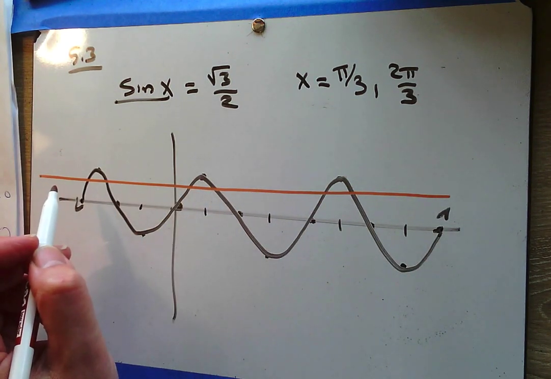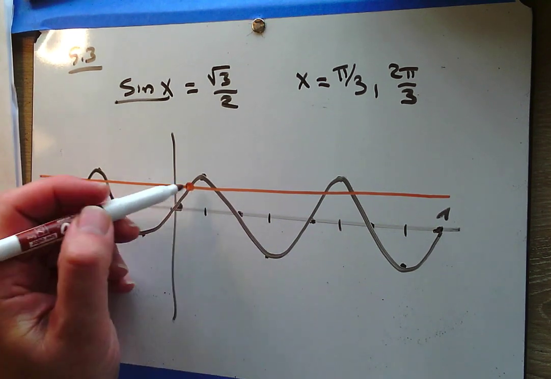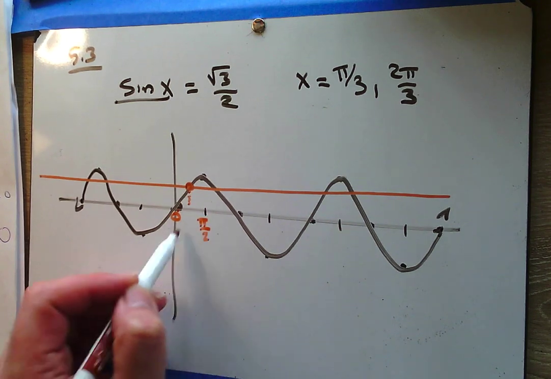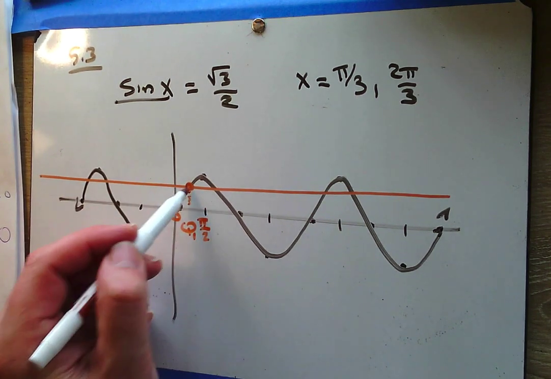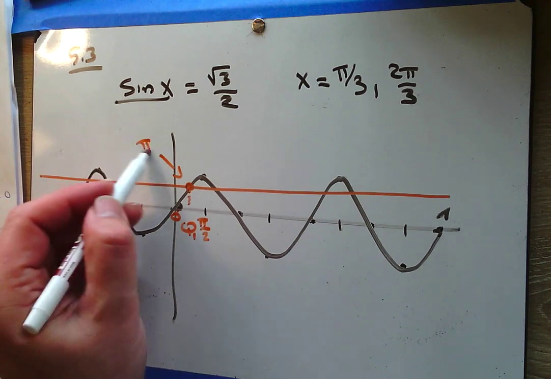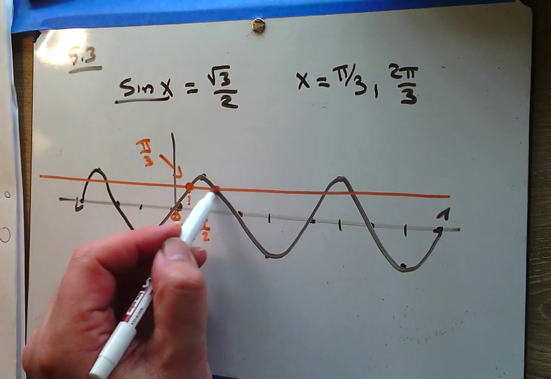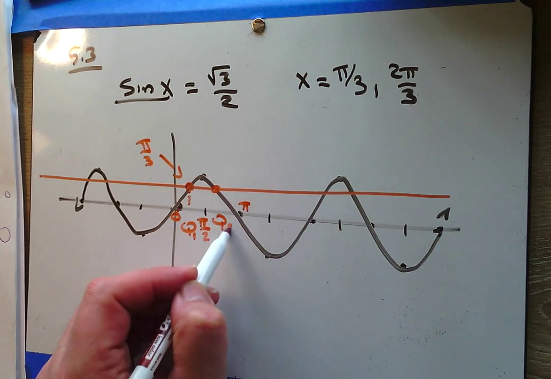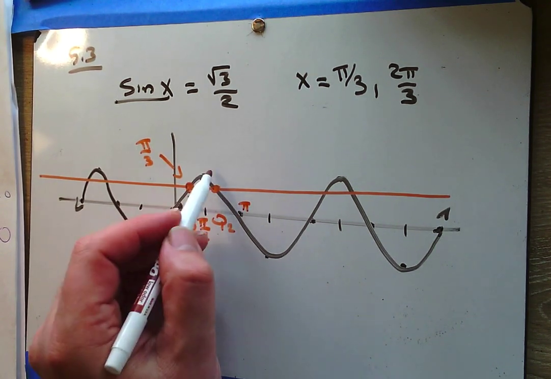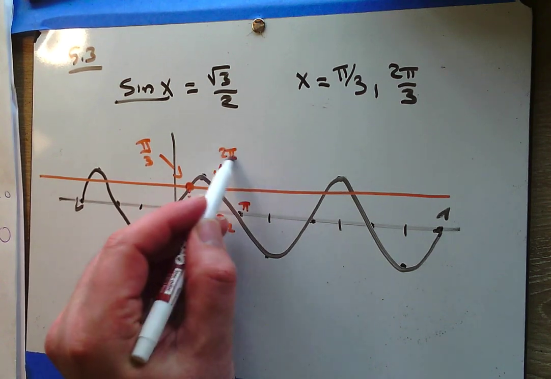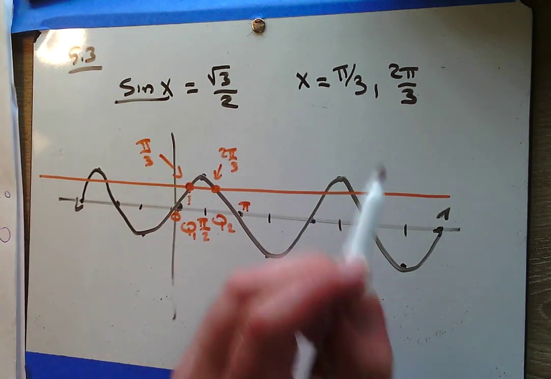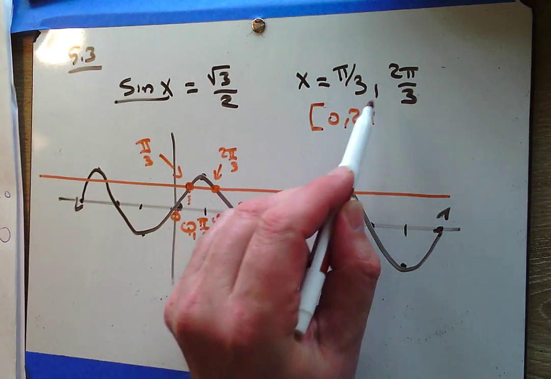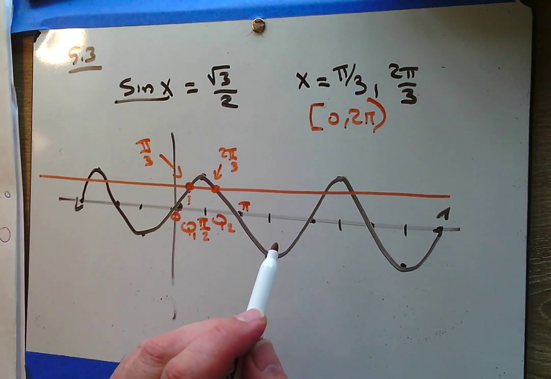Well, I see lots of solutions. Here's the ones that we found originally. Between 0 and pi over 2, also known as quadrant 1, there's a solution, and that solution is pi over 3. And then over here, between pi over 2 and pi, that's quadrant 2, there's another solution, and that's the one 2 pi over 3. So if the directions say, as they often do, find the solutions on 0 to 2 pi, we've done that. We found all those solutions.